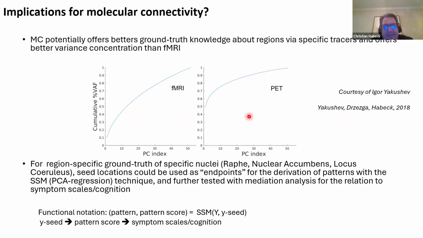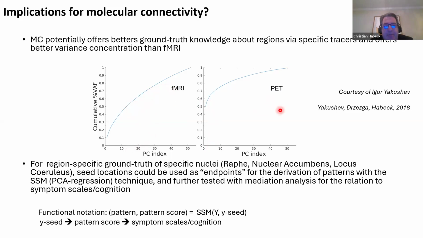So looking at the same people, I think this was an fMRI task, and this is resting PET. You can see that the variance concentration, when you look at the cumulative scree plot, is much better in the PET signal than the fMRI signal, right? We need 2 principal components to account for 50% of aggregate variance. And for the fMRI signal, we need 14 or so.